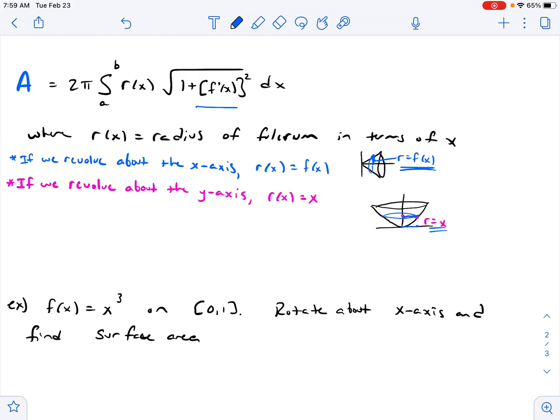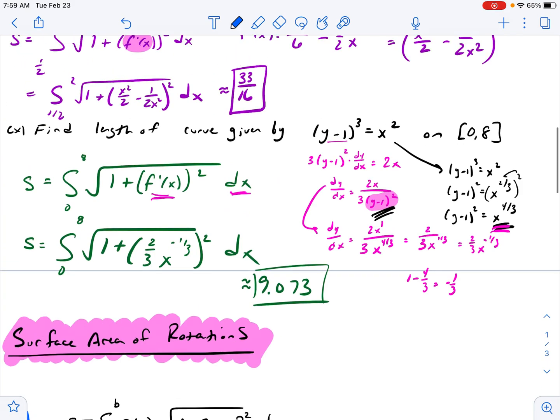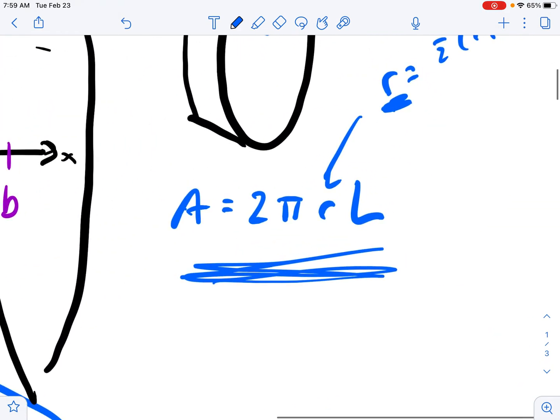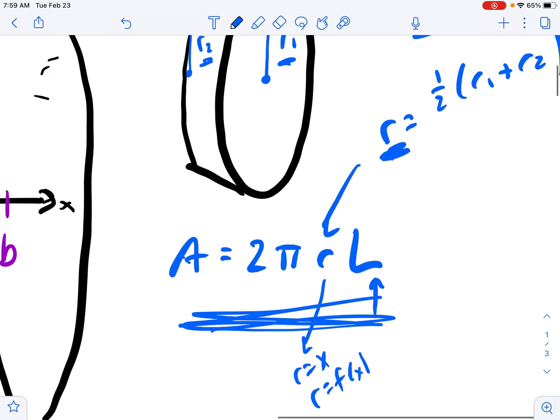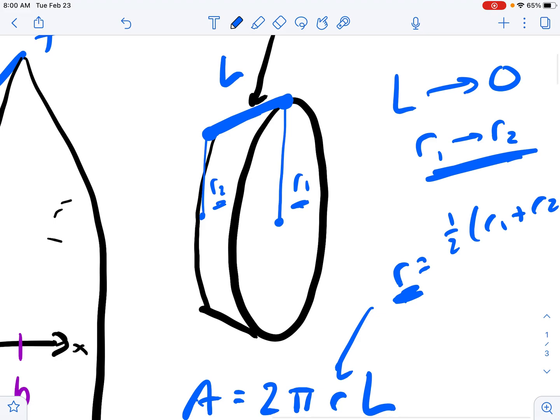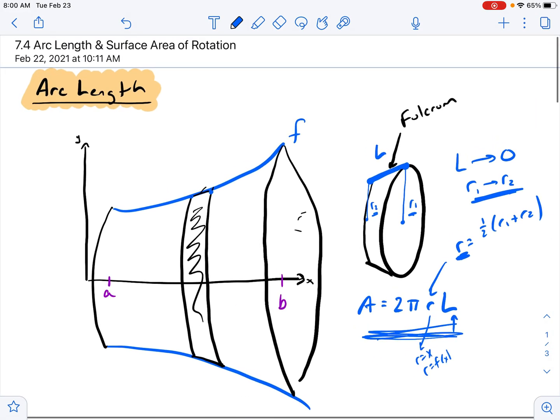In terms of this, it looks awfully familiar. That's the L portion of this formula, right? So we've got the radius is either going to be x or f of x, depending. This L, again, is this length right here, and that's precisely what we talked about in the first part of this lesson. We called that C before, but now I'm calling it the letter L.